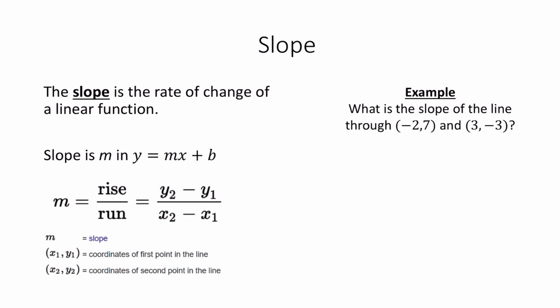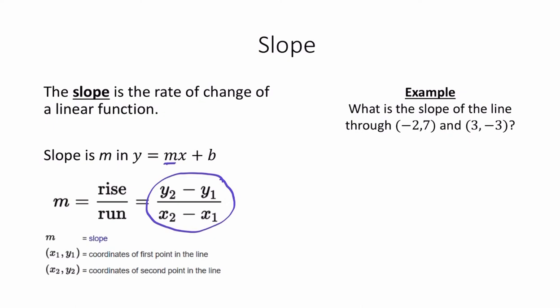So sometimes we can be asked to find slope without being given a graph. Remember, the slope is the rate of change, and it is m in y equals mx plus b. So if we're not given a graph, we have to use this formula right here: y2 minus y1 over x2 minus x1.